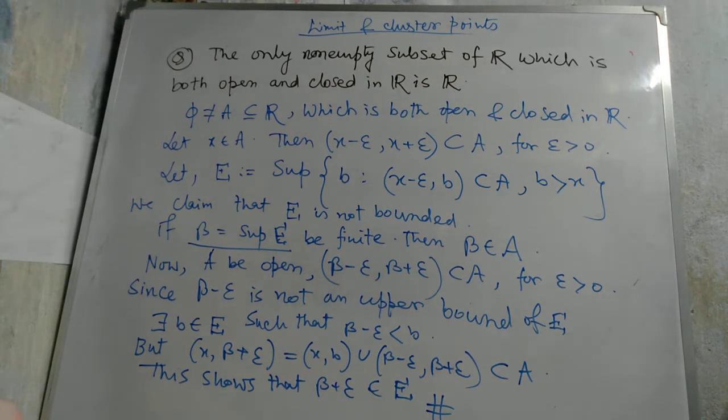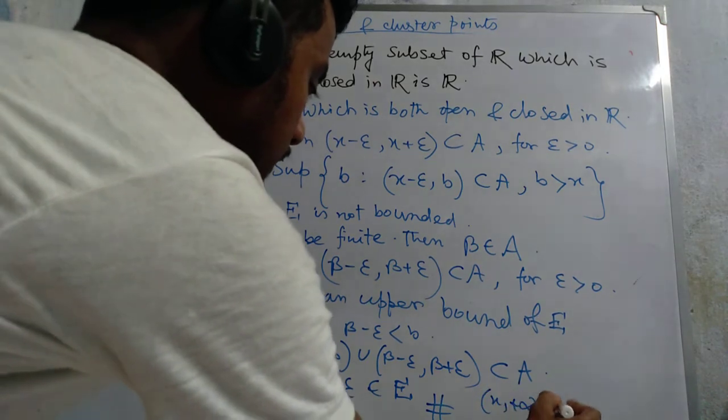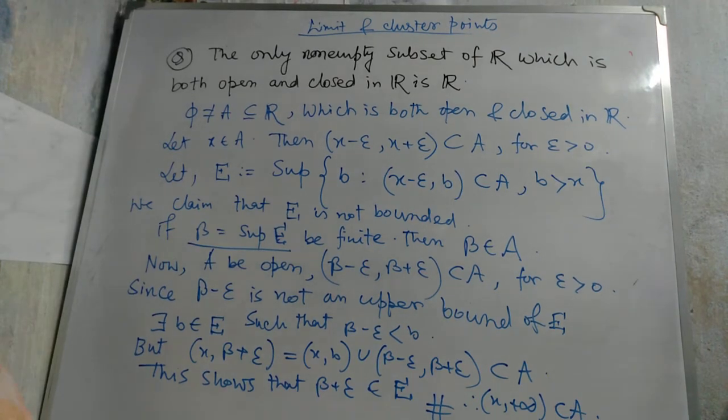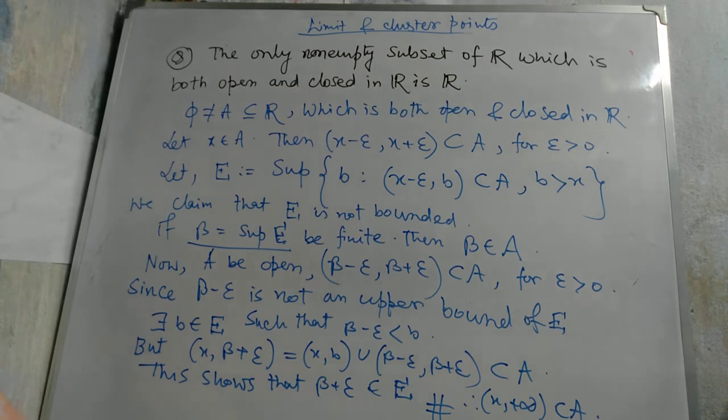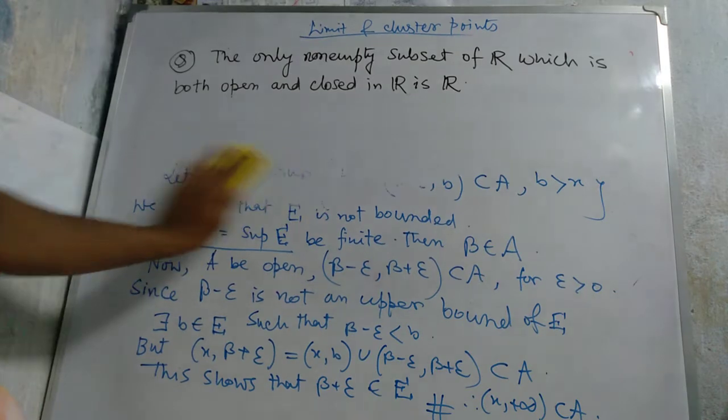So what we get: (x, plus infinity) is a subset of A. Okay, now we erase this portion.